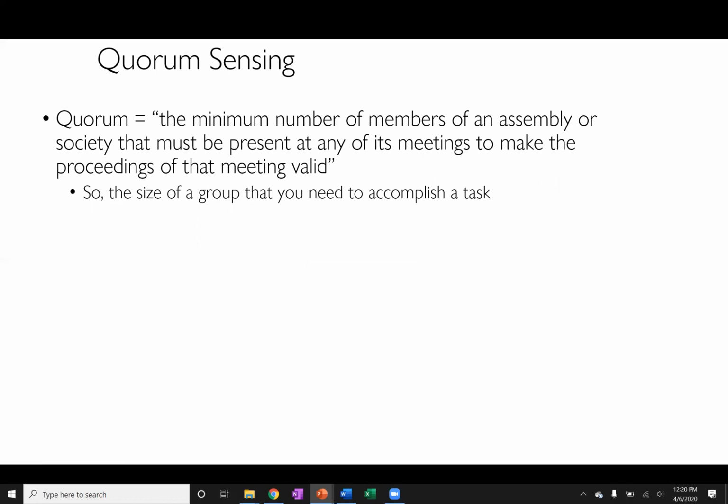So a quorum essentially, at this basic level, is the minimum number of members of an assembly or society that must be present at any of its meetings to make the proceeding of that meeting valid. So essentially the size of the group that is needed to accomplish a given task.